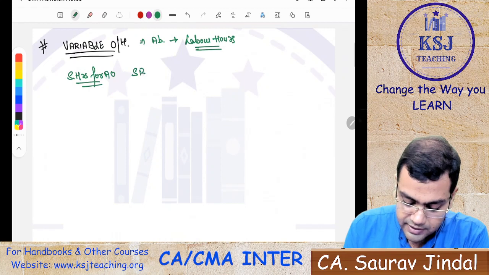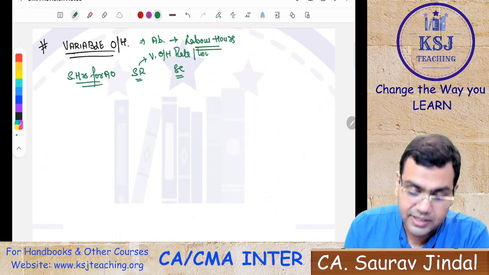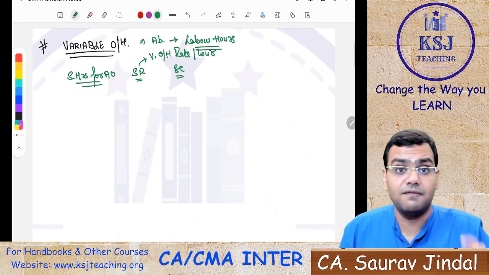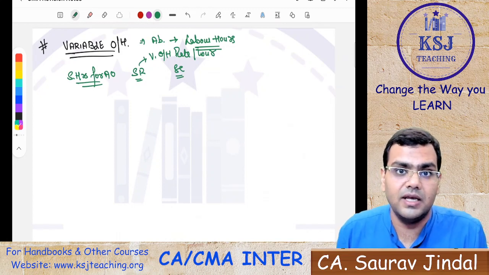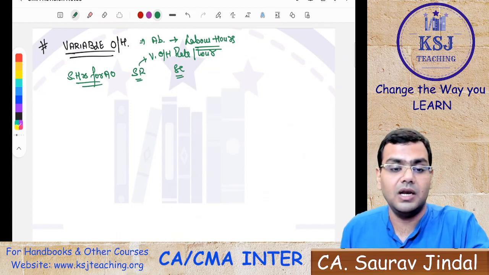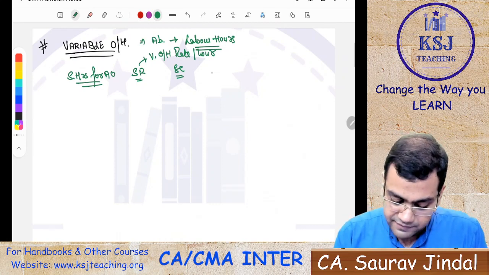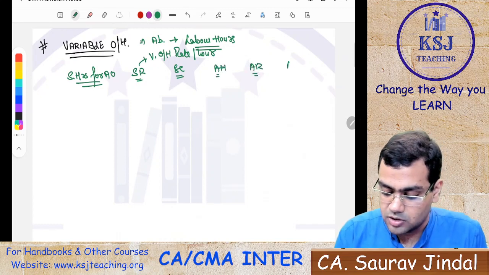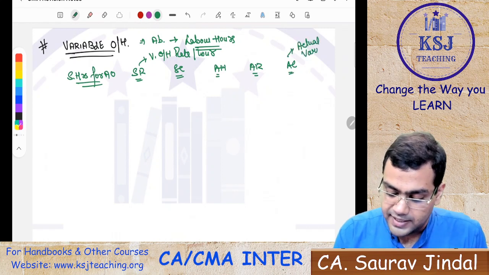What is the standard rate? What is the standard cost? Here the rate is the variable overhead rate per hour. It is not the labor rate, not what we are paying to the labor. Here the standard rate means the variable overhead rate per hour. You have to be very careful with this. Do not take the labor rate per hour here, because that will become your labor cost. Here we are talking about the variable overhead cost. Then you have the actual hours, actual variable overhead rate and actual cost. This is your actual variable overheads.